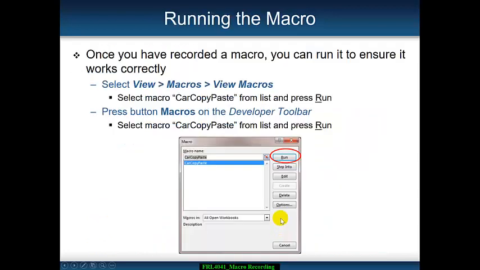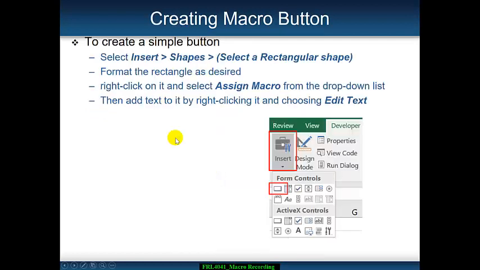After we finish recording the macro, there are 2 ways to run it. One is to go to the Macros icon, and it will display a list of the macros already created. You select the one you want to run and click on Run. Another option, which is much more popular, is to create a macro button and run the macro through that button.